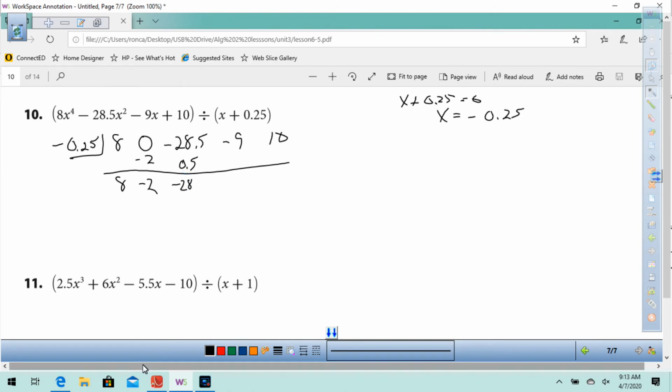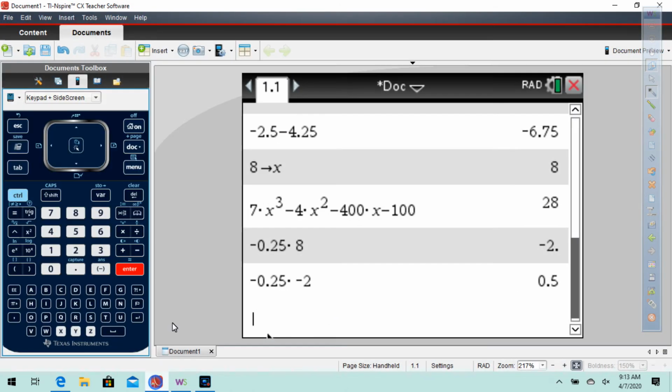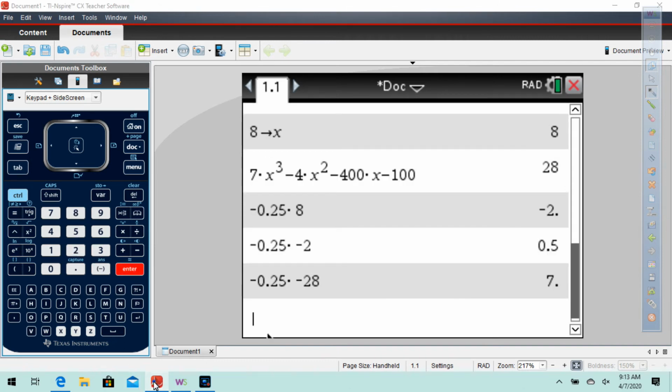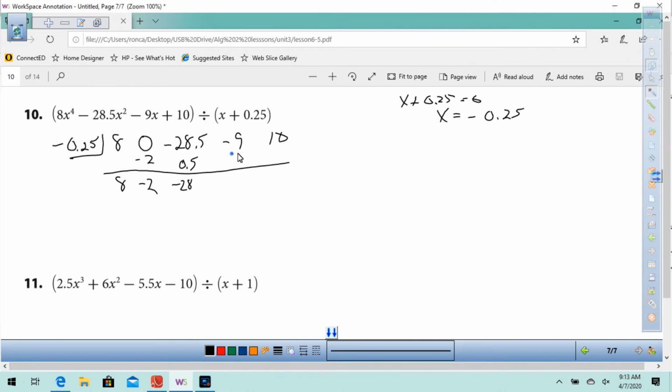All right. Negative 0.25 times negative 28, I believe it was, gives you positive 7. And then that's going to give you negative 2. And we did that over there and got 0.5. So we got a 10.5 here as a remainder.